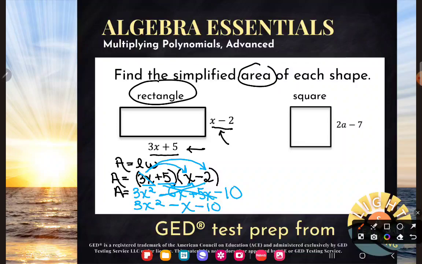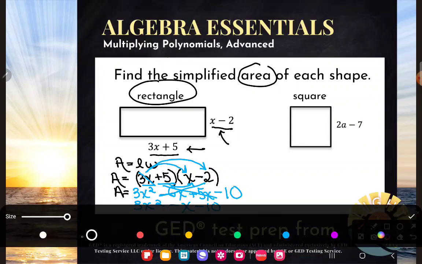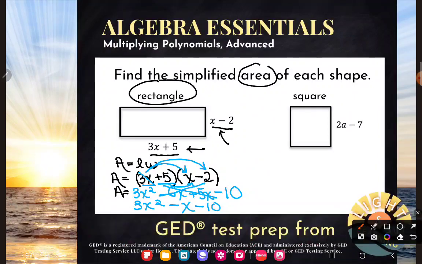So what is the simplified area of the shape? Well, our equation here says that area is equal to 3x squared minus x minus 10. So there it is, that is the simplified area of that rectangle. And yeah, that's as simple as we're going to get it if nobody tells us what x is. All right, let's look at the square now. Again, we're finding the simplified area of each shape.